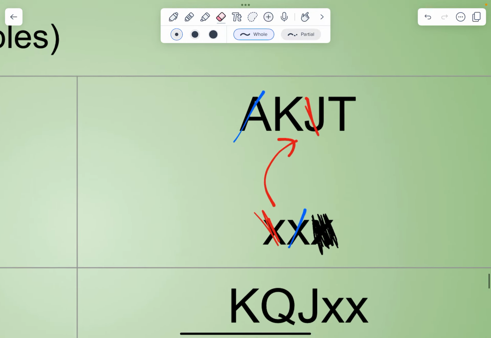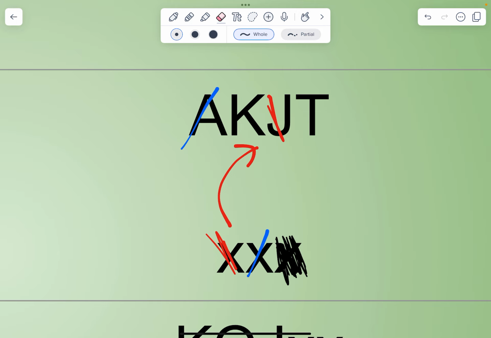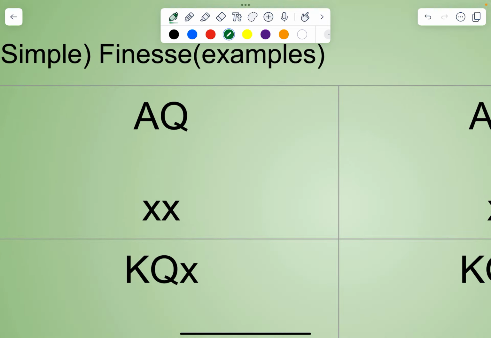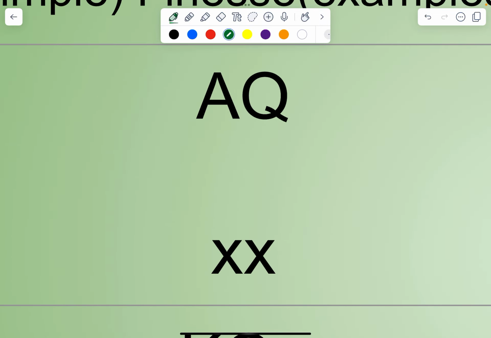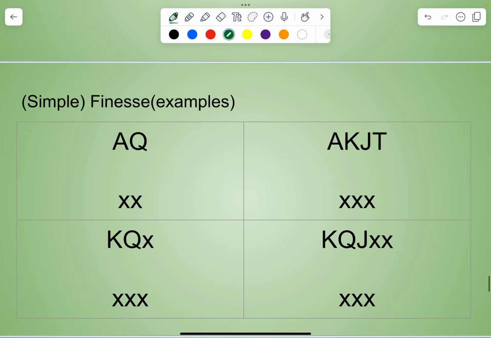However, given the current layout, there's really no way to finesse again because we don't have another small card. So if you run out of cards, you can't finesse. That's another very big trap. And it's the same thing, for example, if these 2 cards did not exist, we cannot finesse because we can't physically delete a card from our hand.